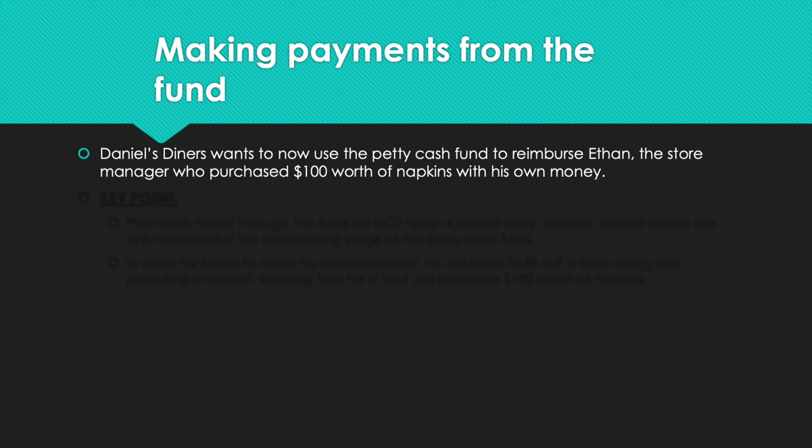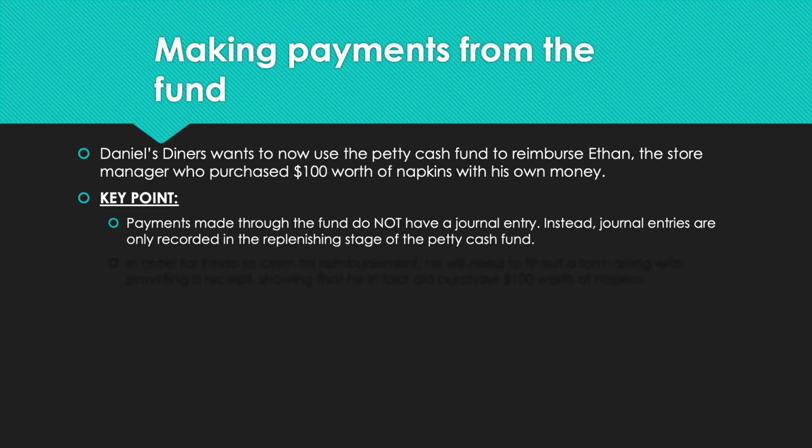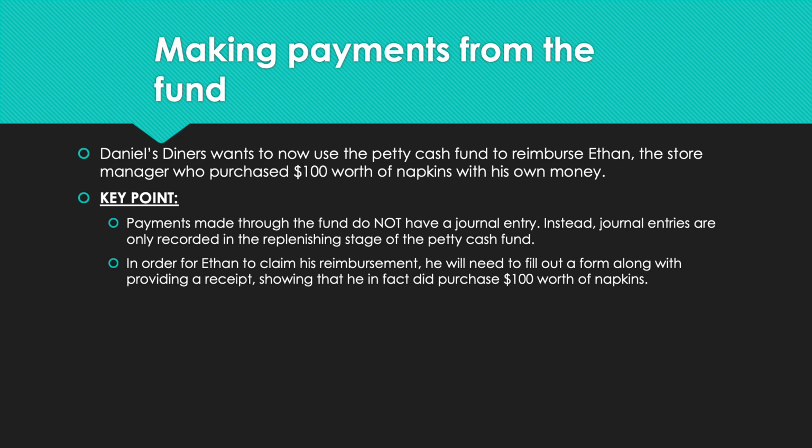Making payments from the account. Daniel's Diners wants to now use the petty cash fund to reimburse Ethan, the store manager, who purchased $100 worth of napkins with his own money. A key point that is very important to remember is that payments made through the fund do not have a journal entry. Instead, journal entries are recorded in the replenishing stage. In order for Ethan to claim his reimbursement, he will need to fill out a form along with providing a receipt showing that he did in fact purchase $100 worth of napkins.